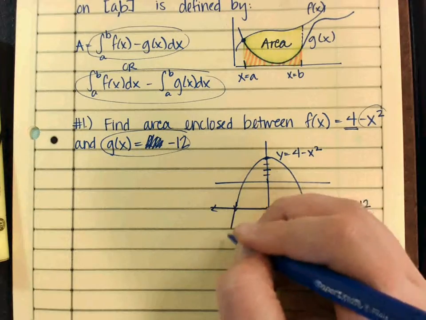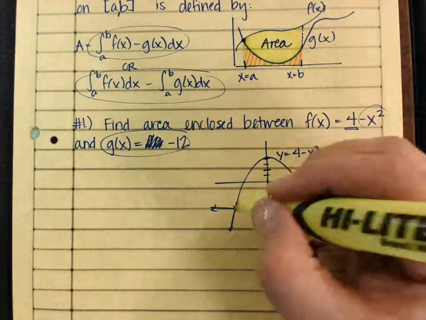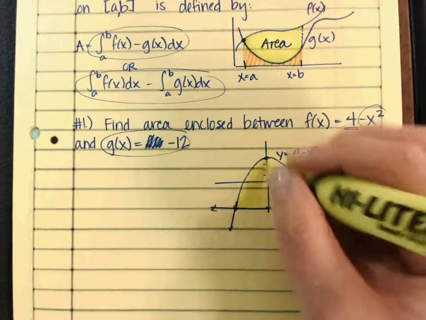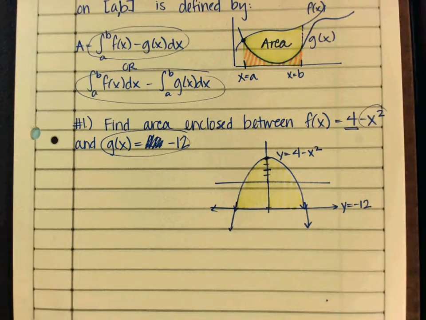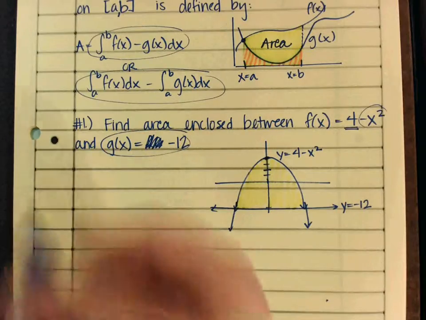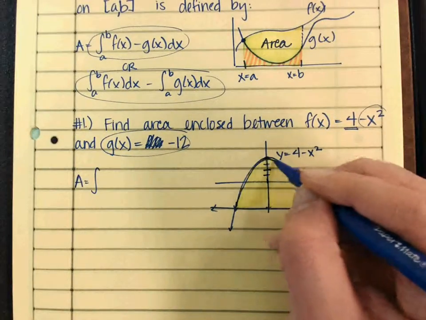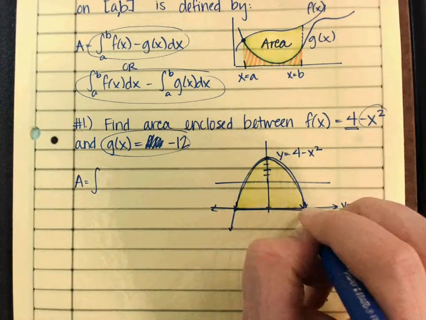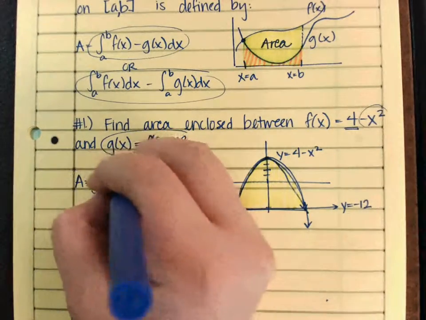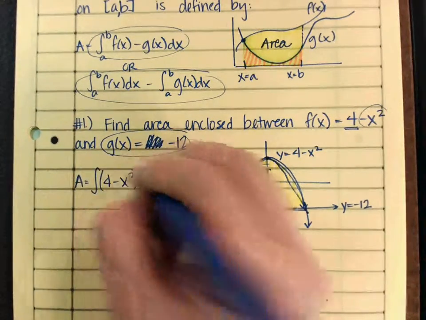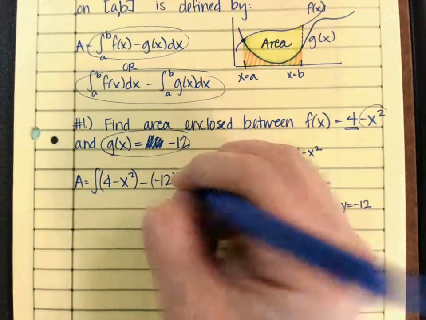Well, then if I want the area that is only between those two graphs, then I'm only going to shade from the first intersection over to the second intersection. So when I set up my area, it's going to be the integral of the top function minus the bottom function. So my top function is 4 minus x squared. That's going to come first. Minus the bottom function is negative 12.